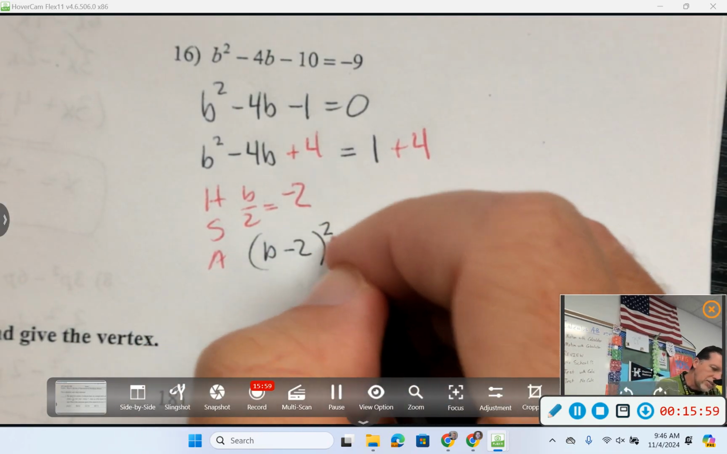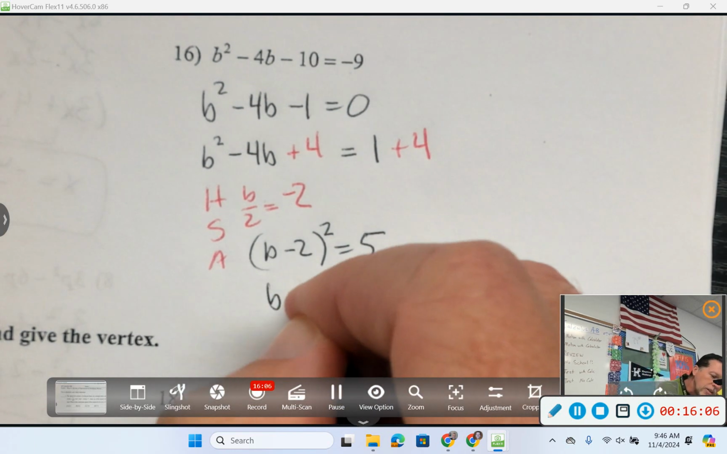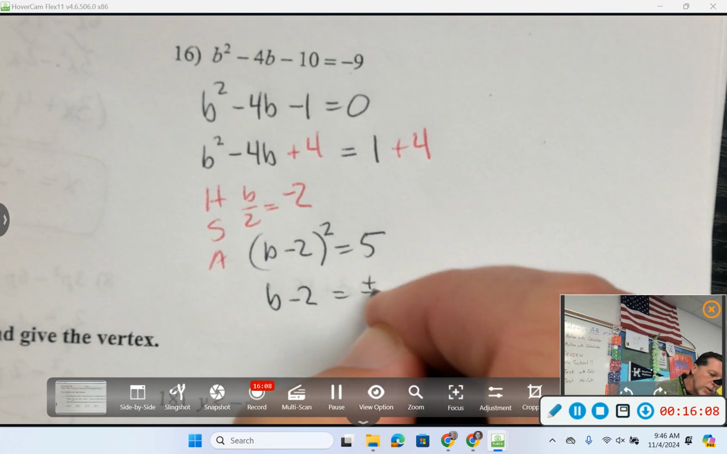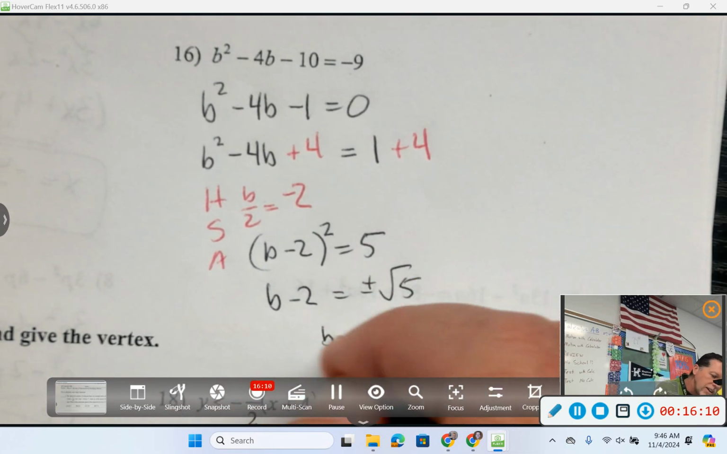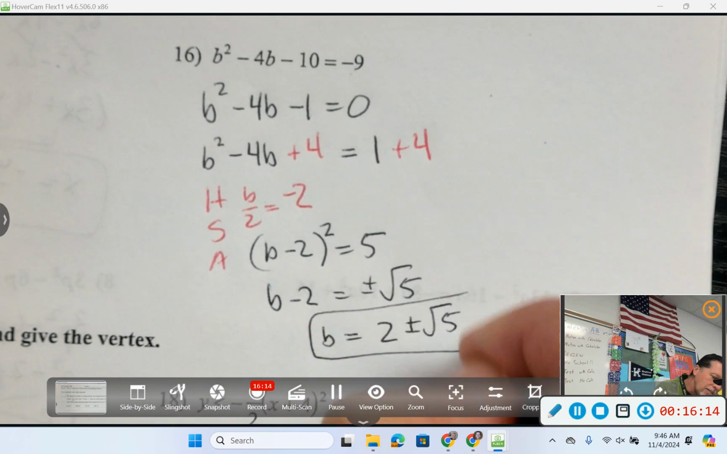So (b minus 2) squared equals 5. Yep, I think it was a good call to go complete the square on this one. b minus 2 equals plus or minus square root of 5. So b equals 2 plus or minus square root 5.